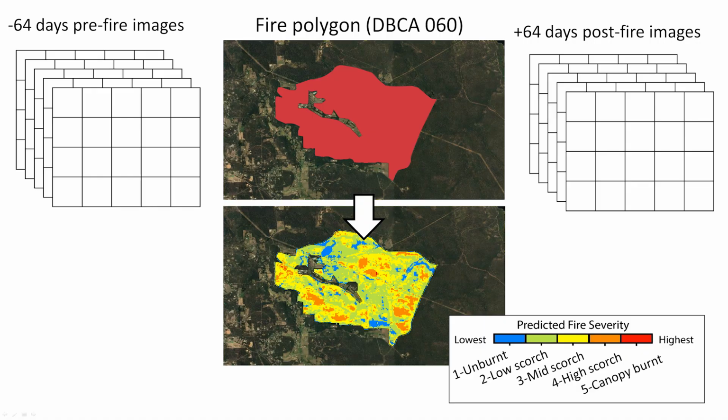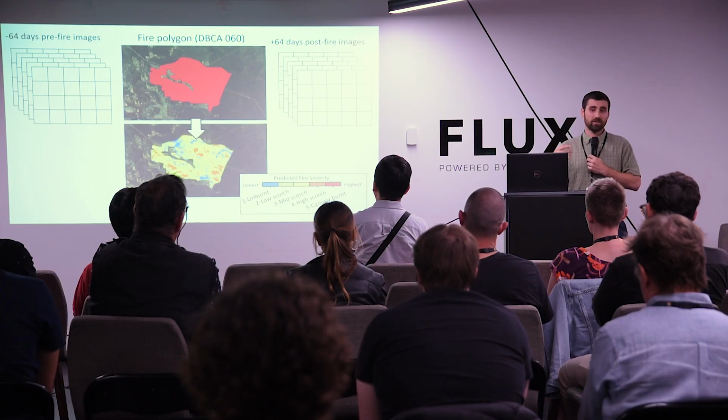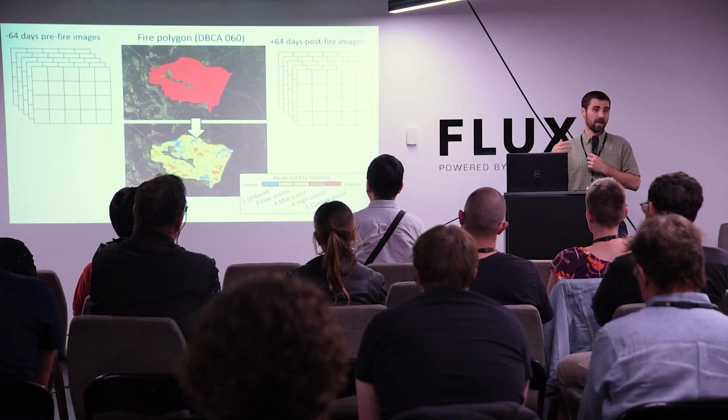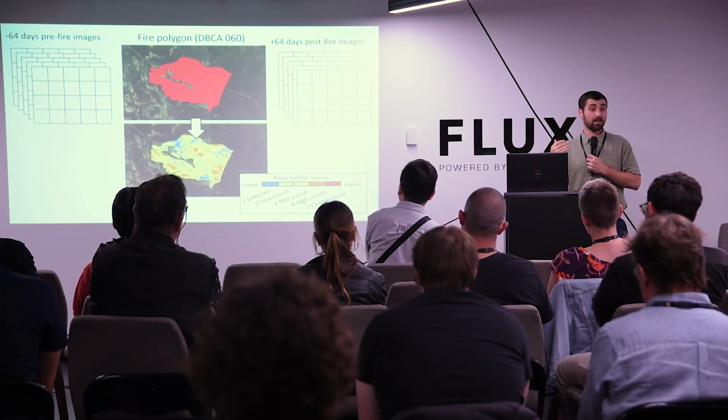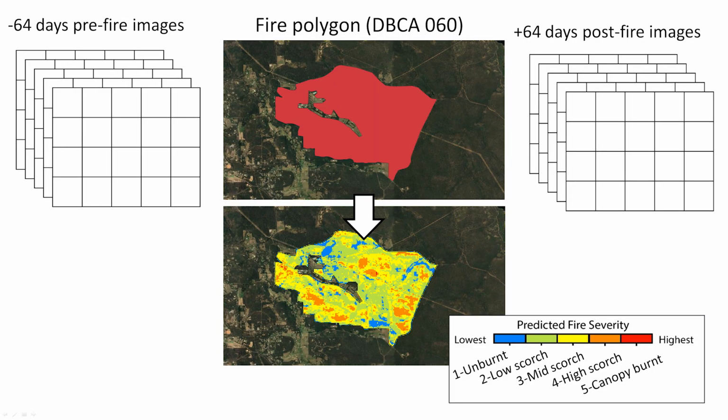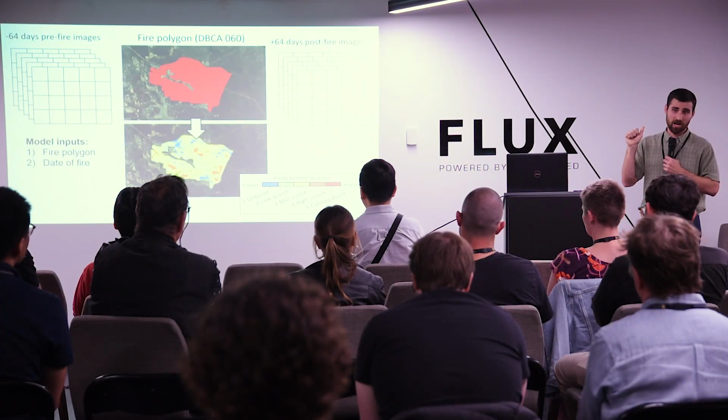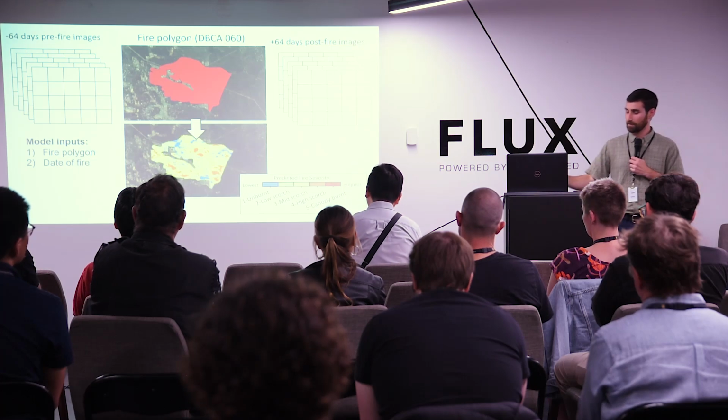And we take all images before and after 64 days of the fire. And we do that to avoid some of the impacts of noise from clouds, cloud cover, haze that may have been missed in the cloud mask. And then we predict this severity score with 5 categories. And so in Earth Engine, it's built so we only need those 2 bits of information, the fire polygon and then the date. And then we can map over all of the fires, because all of the fires in the database have the geometry and the fire date.